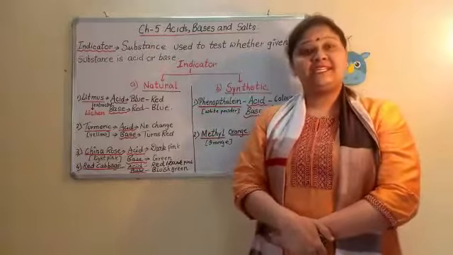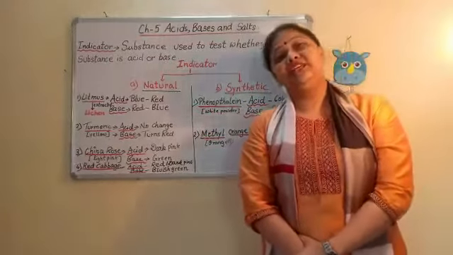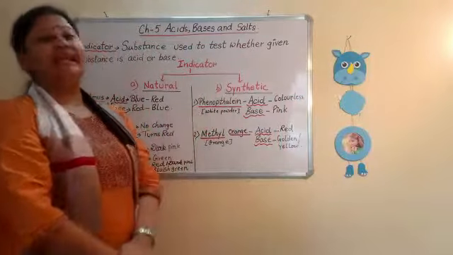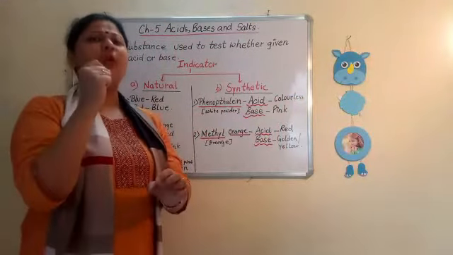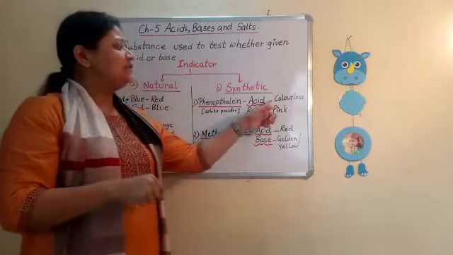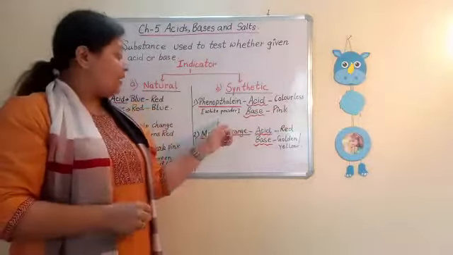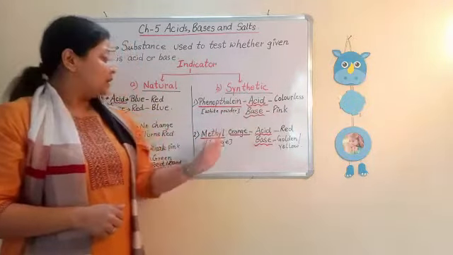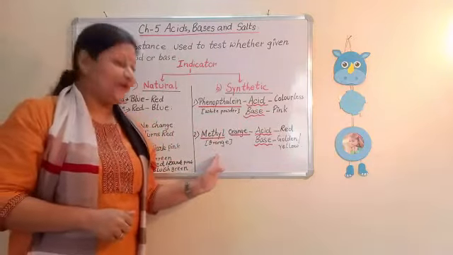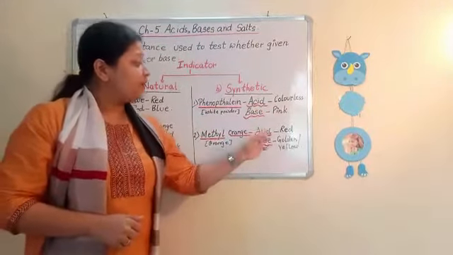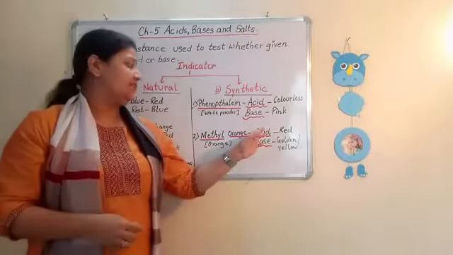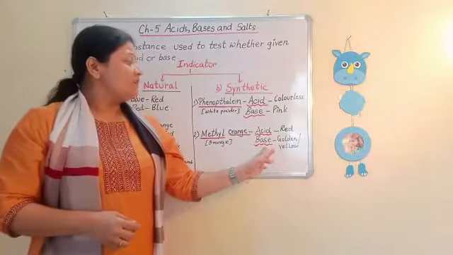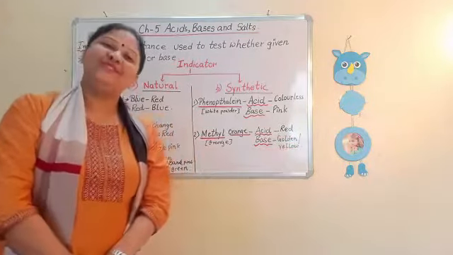Now coming to synthetic indicators. Two main synthetic indicators we have to study. The first one is phenolphthalein and the second one is methyl orange. Phenolphthalein is actually a white powdery substance. When we put that white powder in an acidic solution, it will be colorless. But when we put it in a basic solution, it will turn pink. So this was about phenolphthalein. The second synthetic indicator is methyl orange, and it is orange in color. When we pour it in an acidic solution, it will turn red. But when we pour it in a basic solution, it will turn golden yellow, depending upon the concentration of the base.